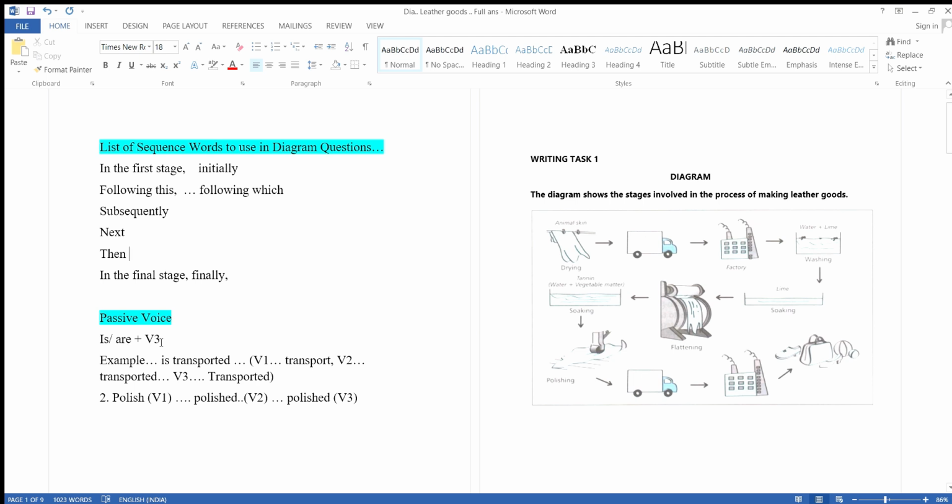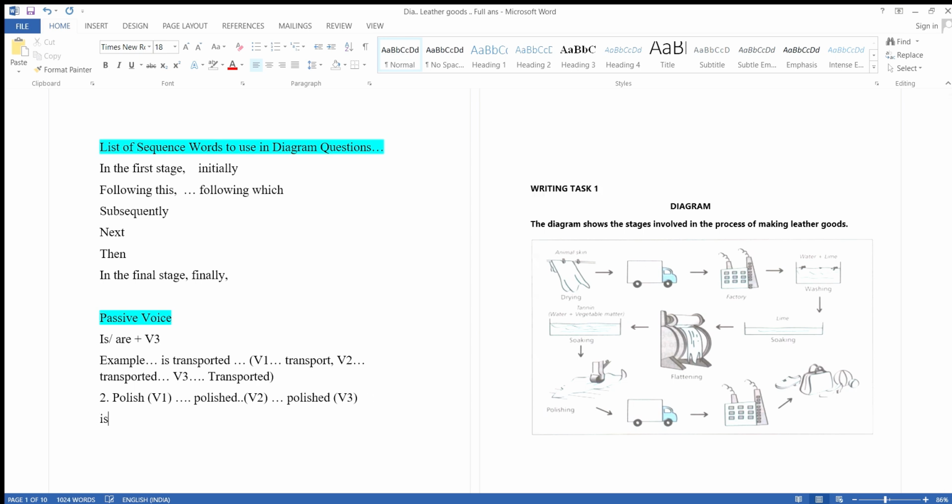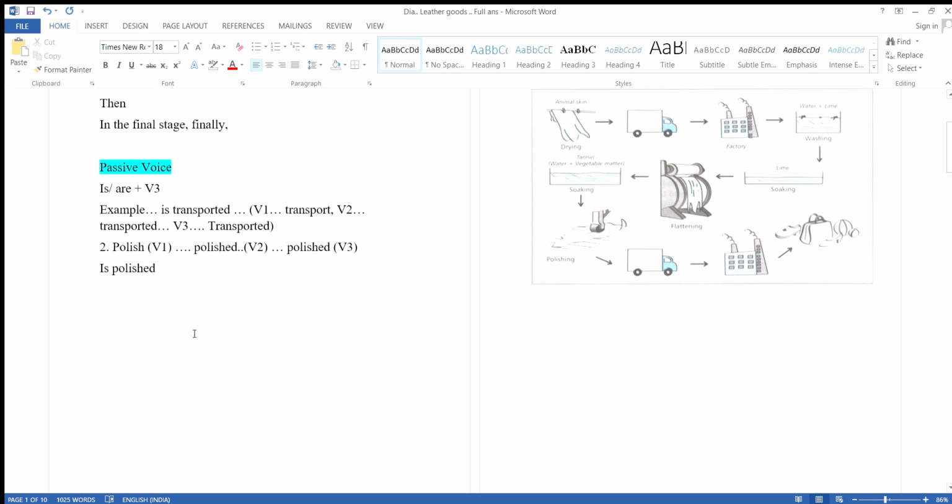Similarly, let's see another example. If you are speaking about the section here, which is polishing, so we have the V1 form of it, which is polish. The V2 form of it is also polished, and the V3 form is also polished. So how is our sentence made? It is polished. Right. So this is the way you get your sentences in passive voice. Let's move on to make it a full-length sample answer.